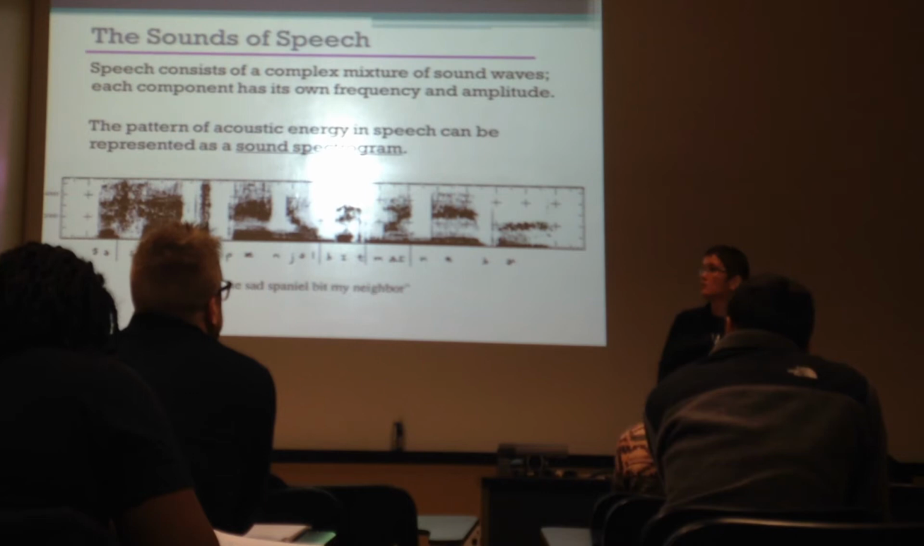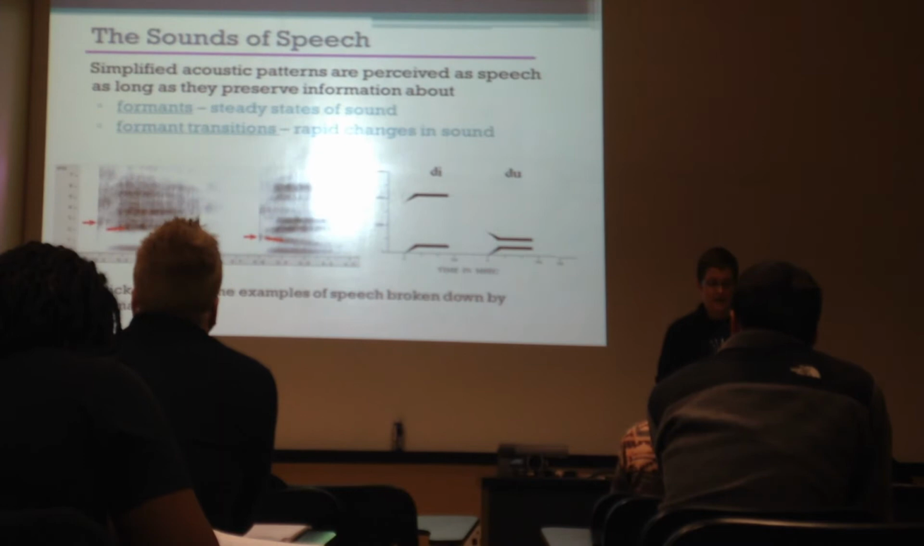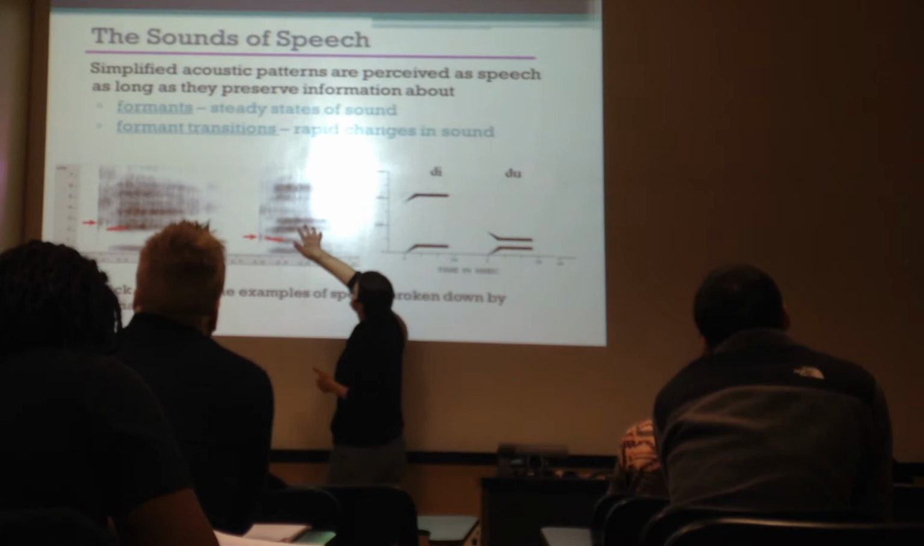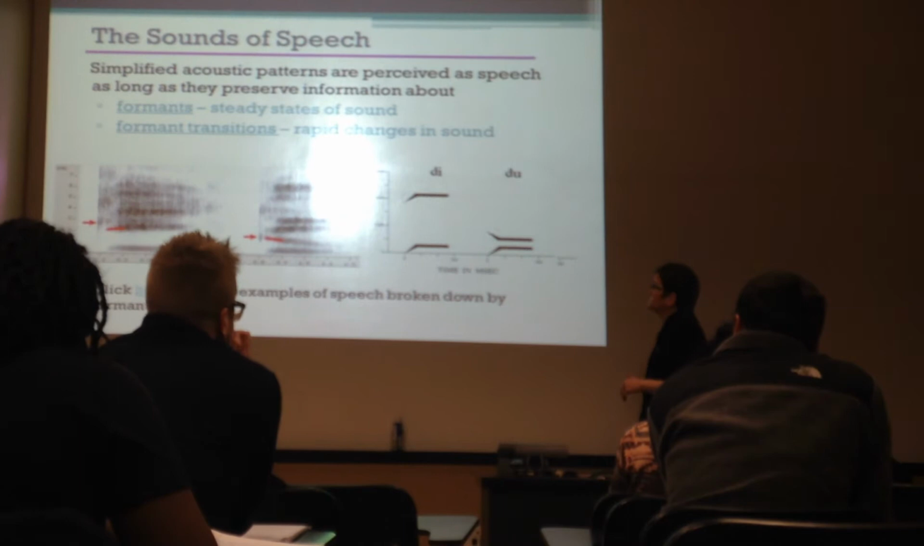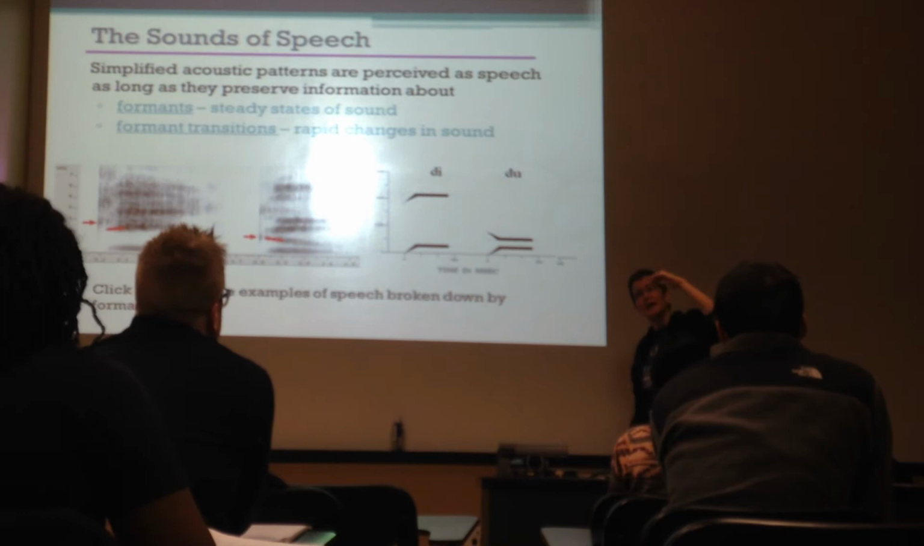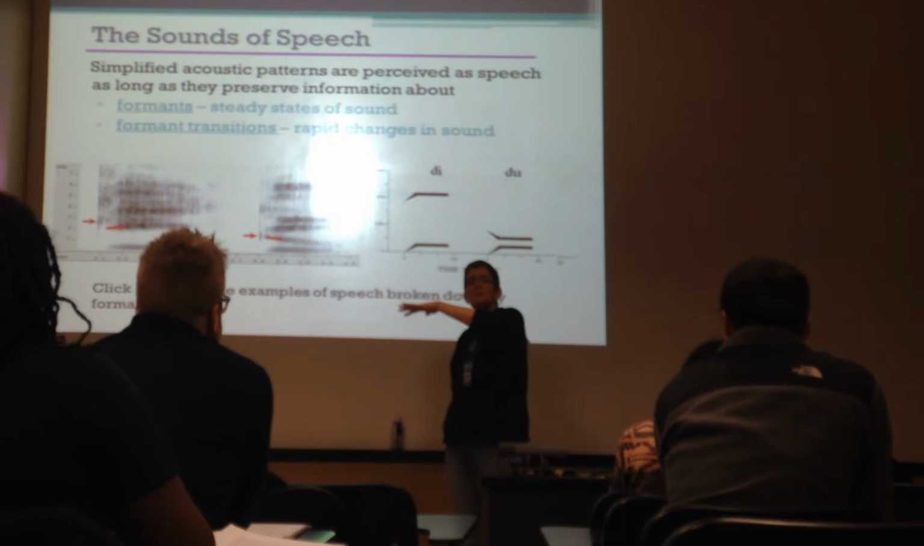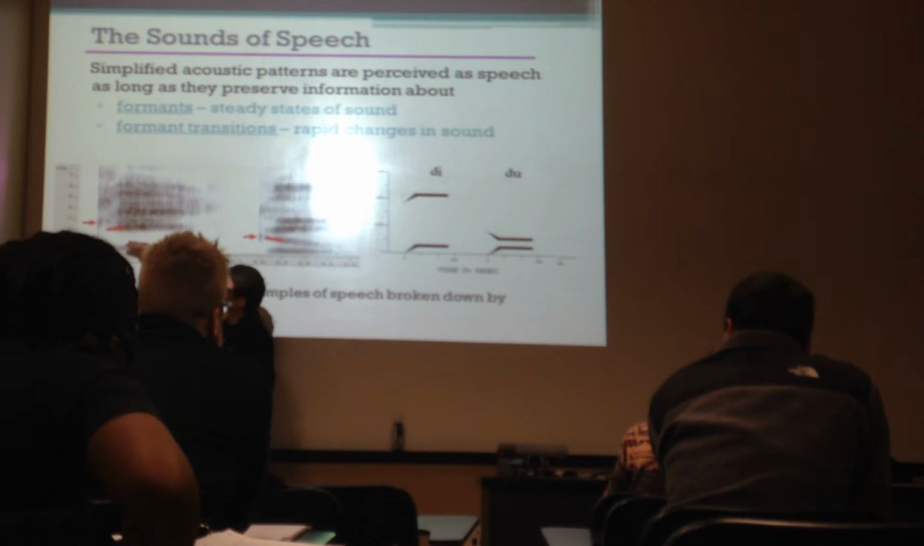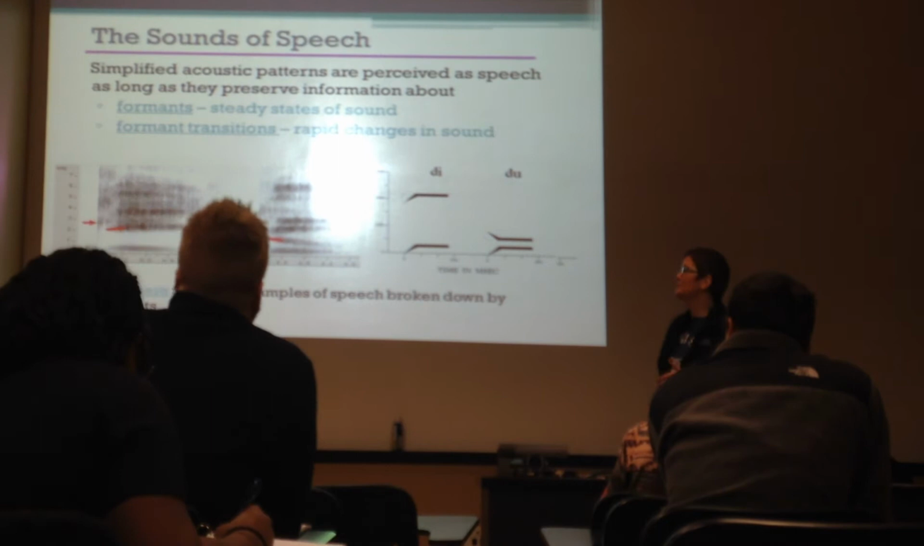That's where we have a steady state of sound. You can see them a little bit more clearly here. So here's first formant, second formant, third formant, fourth formant, first formant, second formant, third formant, fourth formant, and so on. You can get up to six formants or so in human speech. And so formants are the steady state. And then as the sounds shift into different phonemes, we get what are called formant transitions. So formant transitions are what happens at the edge of the formant as it moves from one sound to another. And it's the combination of formants and formant transitions that tells us what sound we're hearing.